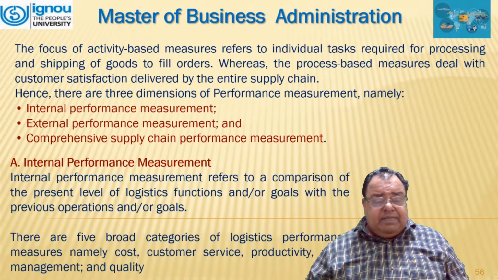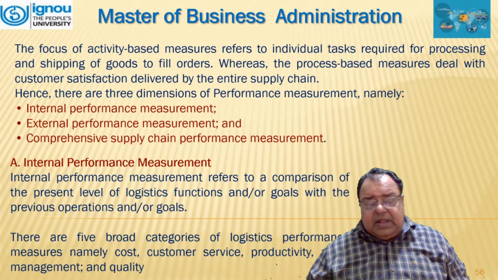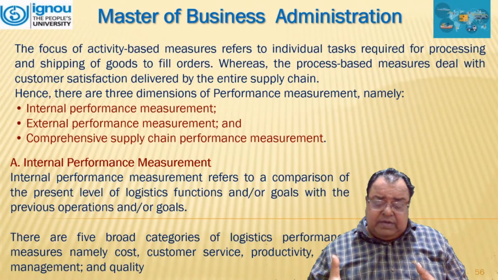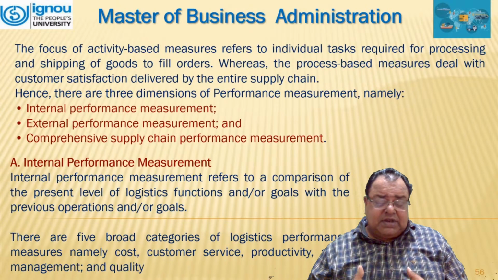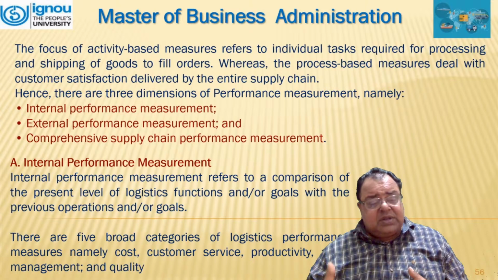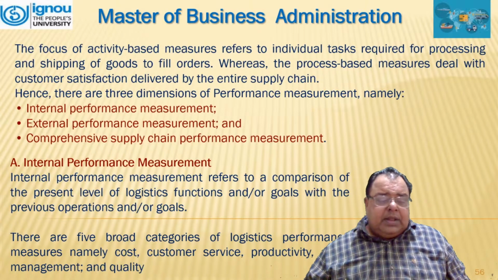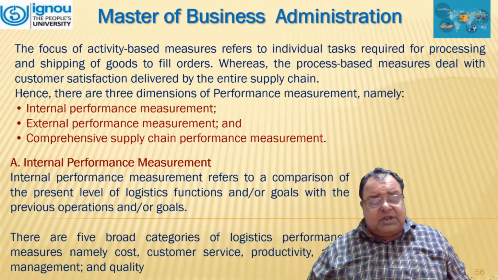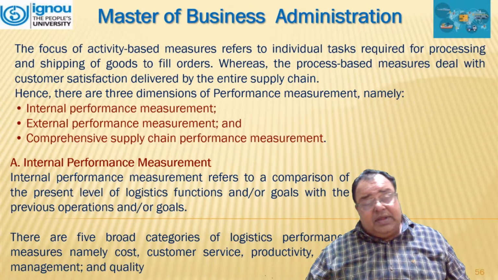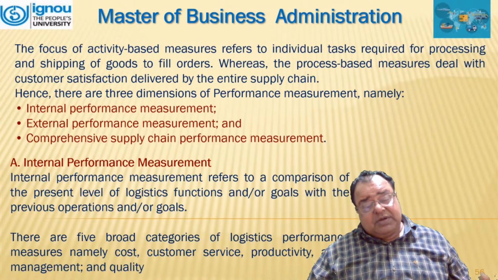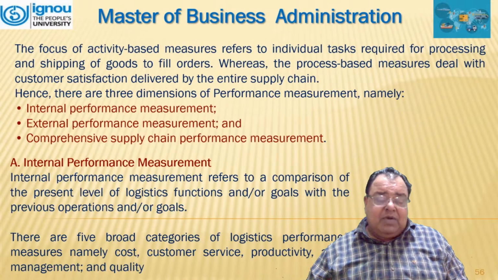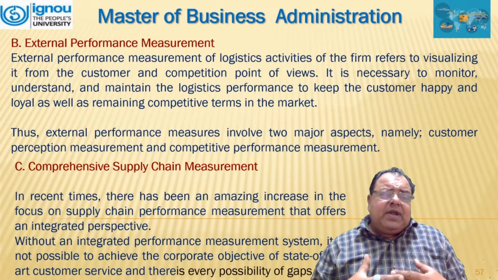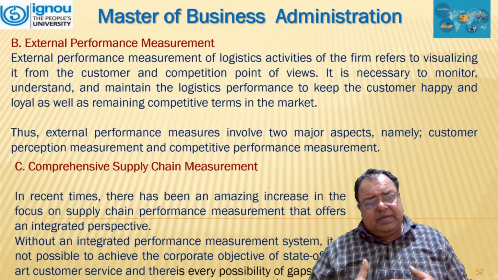We'll start with internal performance measurement. The internal performance measurement refers to a comparison of the present level of logistics function and goals with the previous operations and goals. There are five broad categories of logistics performance measures, such as cost, customer service, productivity, asset management, and quality.